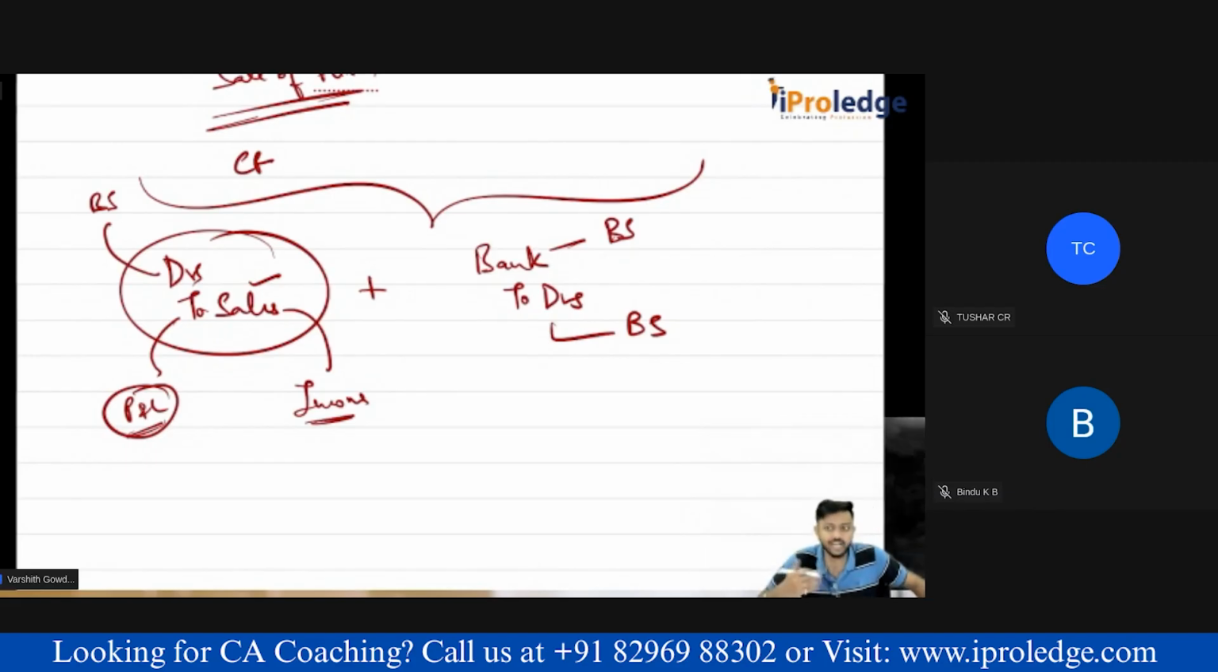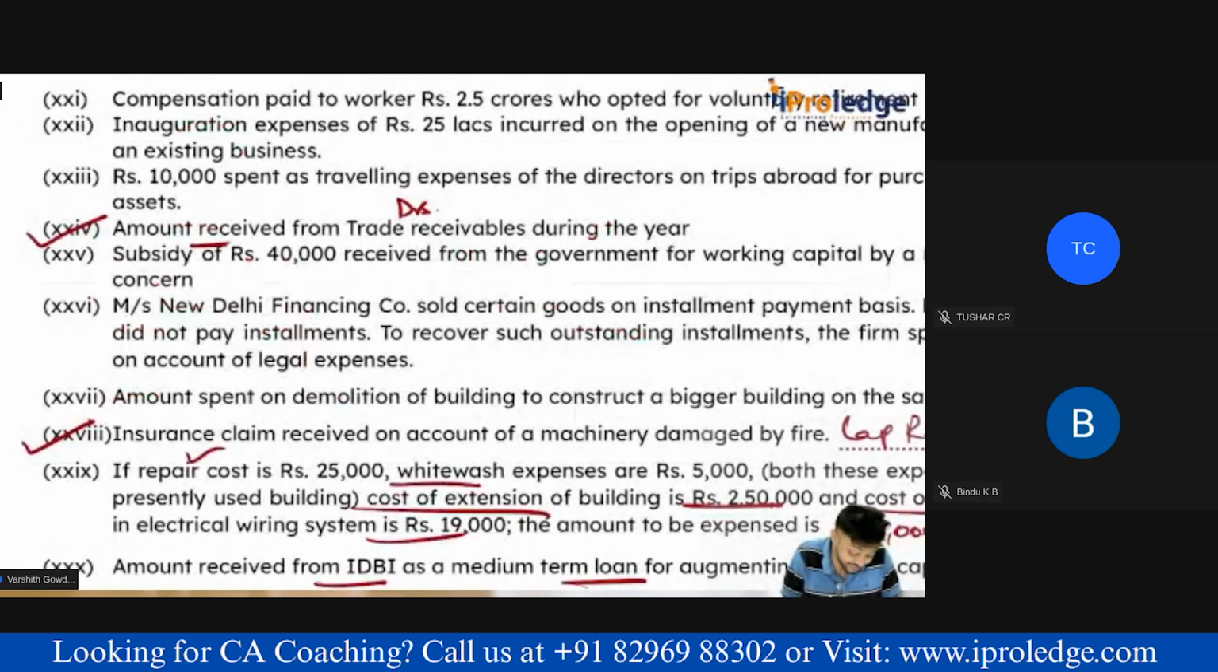We subtract directly whenever we receive money. The balance in trade receivables reduces. Is something happening to P&L? When you receive the money, see what were the wordings that were used? Amount received from trade receivables. At the time of receipt, nothing will touch P&L because during sales only it has touched the P&L.